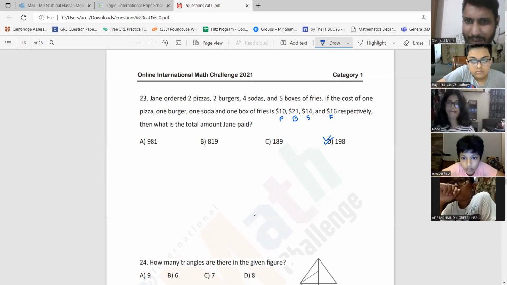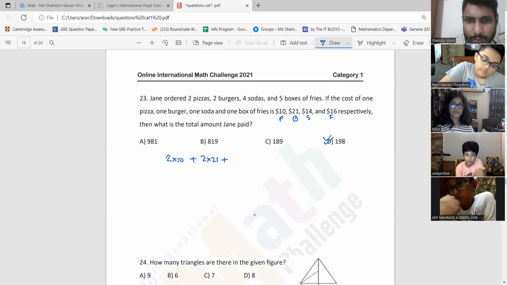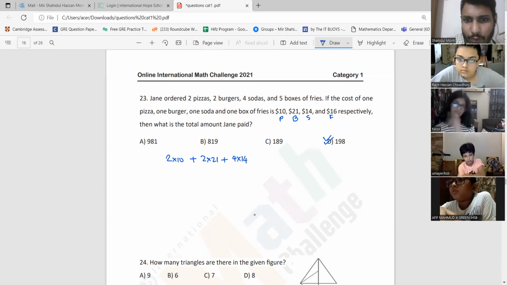So how many pizza do I have? 2. 1 pizza costs 10. So 2 multiplied by 10. How many burgers do I have? 2. 1 burger is equal to 21. So 2 into 21. 4 sodas. 1 soda is equal to 14. 4 sodas will be equal to 4 times 14.